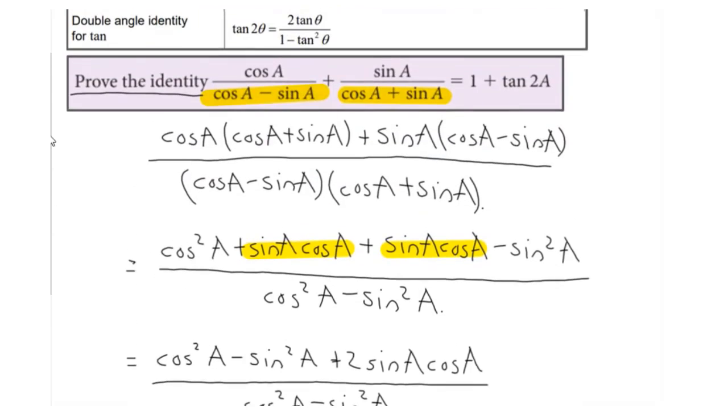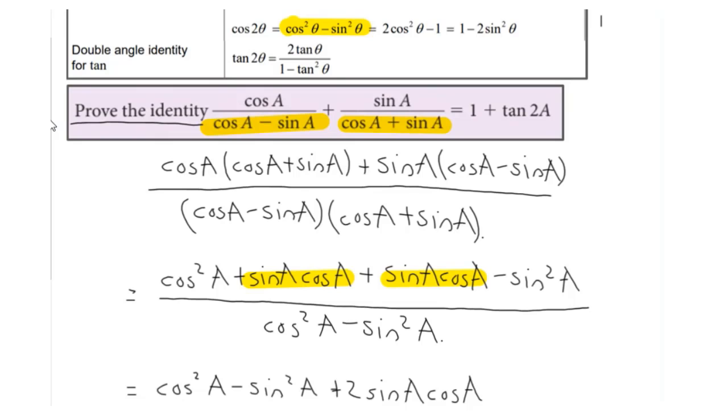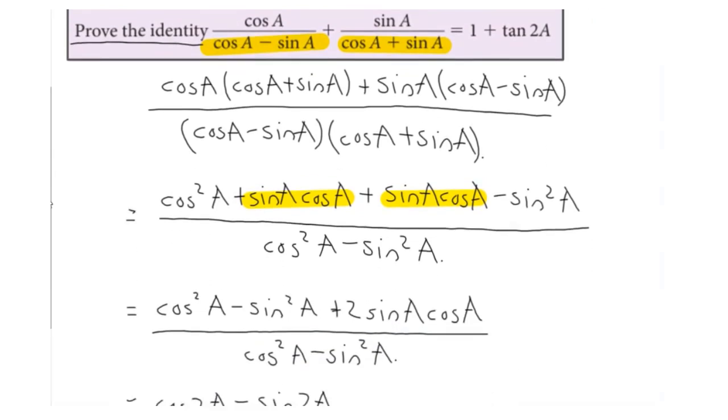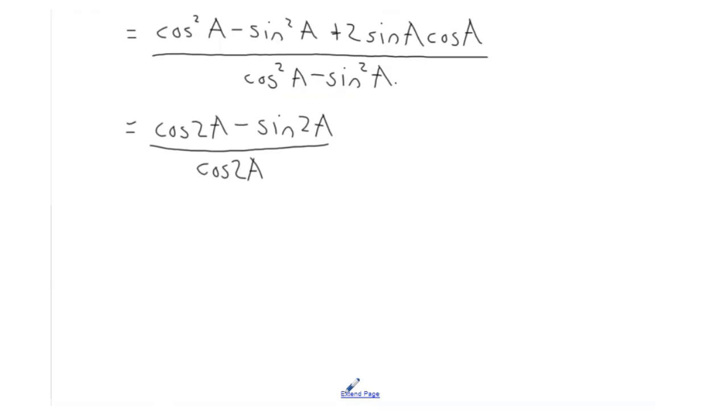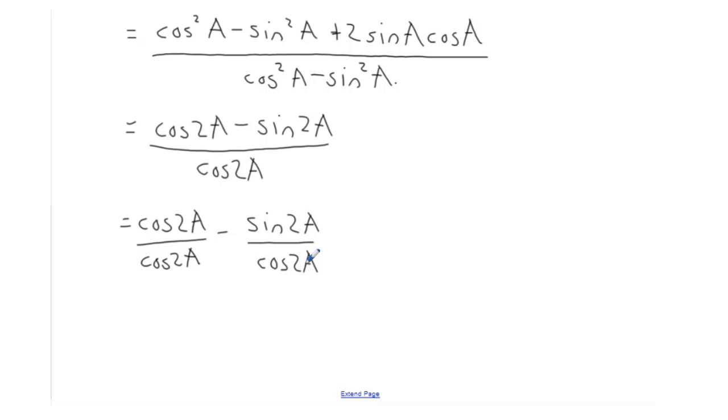And if we just remember what we are aiming at, we're looking to show that this is 1 plus tan 2a. So if we split this up, this is cos 2a over cos 2a minus sine 2a over cos 2a. Now we've got our 1 because cos 2a over cos 2a is 1, and we have our minus tan 2a because sine 2a over cos 2a is tan 2a. Remember, that's the second most common and second most important trig identity. So now we have equals 1 minus tan 2a as required.